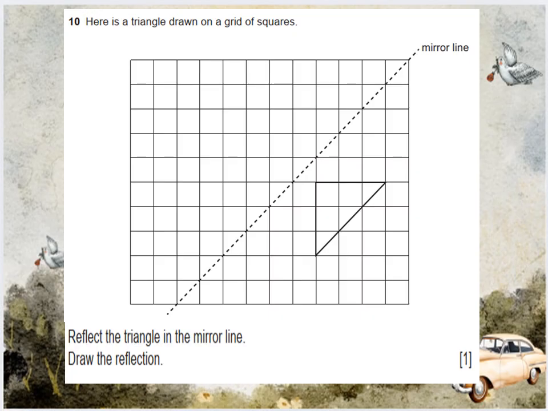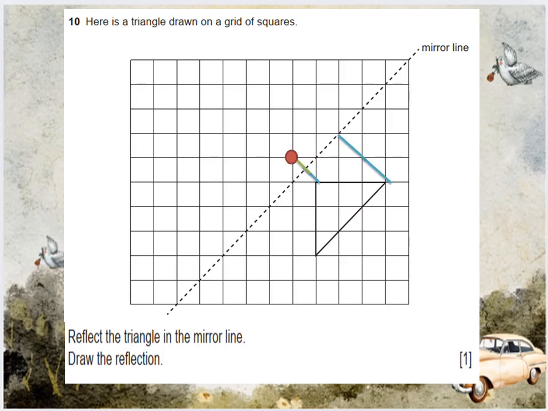We need to draw the mirror line, the reflection of the triangle. Take care, when I say a reflection and it's a diagonal line, you need to draw small lines reaching to the mirror line and then another small line connecting the next part. And this will be the first point we have. Let's go to the second point.